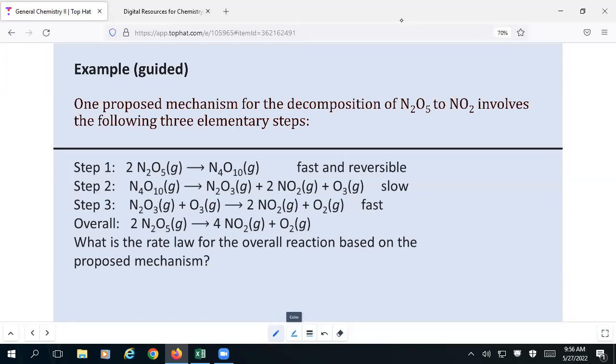So let's do another example. We've got the decomposition of dinitrogen pentoxide to nitrogen dioxide using these 3 elementary steps.